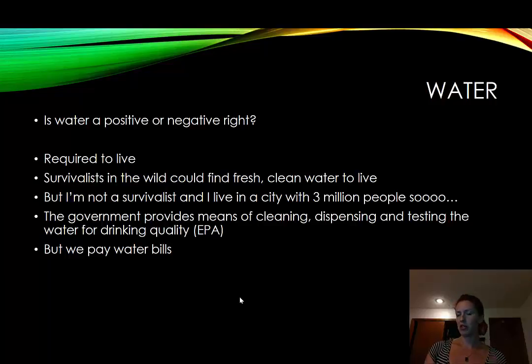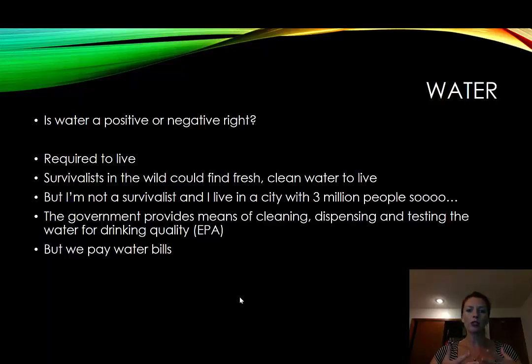However, most of us are not survivalists. Most of us live in cities where there are millions of people, and those millions of people pollute our water sources. So it's literally impossible for me to go anywhere within a walkable distance of my home and find a natural source of clean water that I need just to live. So this is the problem that we run into. We're living in a society; we're not isolationists or survivalists.